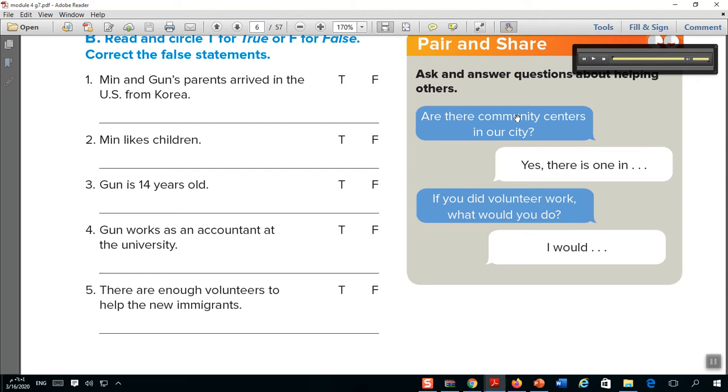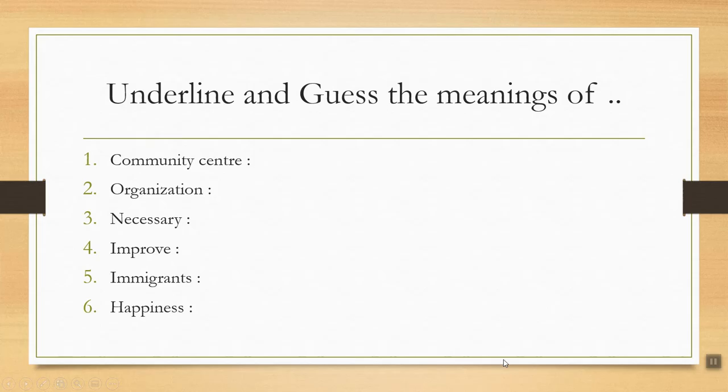The last one: there are enough volunteers to help the immigrants. Of course, false. Gun said that there aren't enough. So here "are" is wrong. The right one is "aren't". You know the word enough. If you don't have enough money to buy, you can't buy. If you don't have enough sugar, you don't have the required amount of sugar. Enough here means kafi in Arabic.